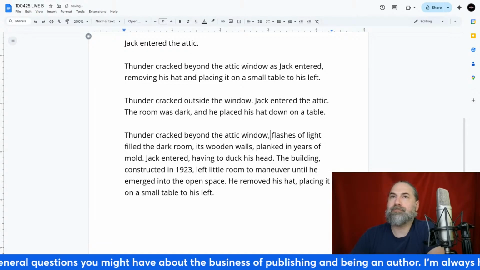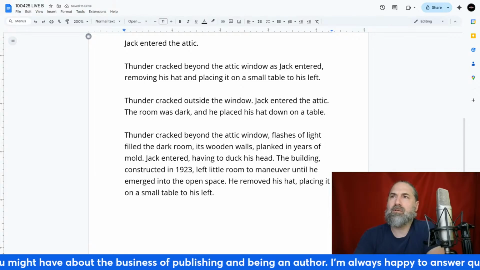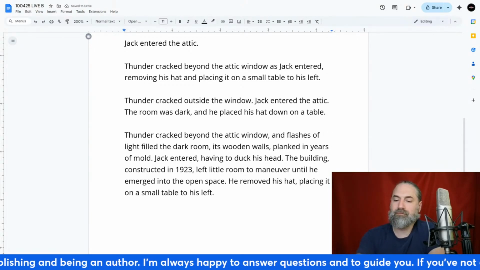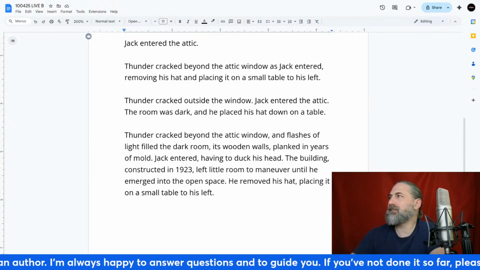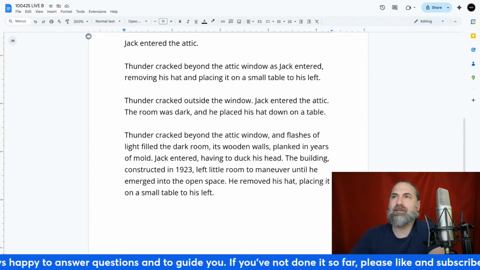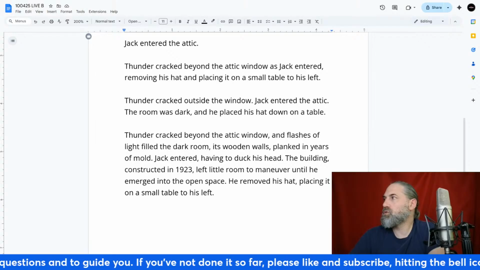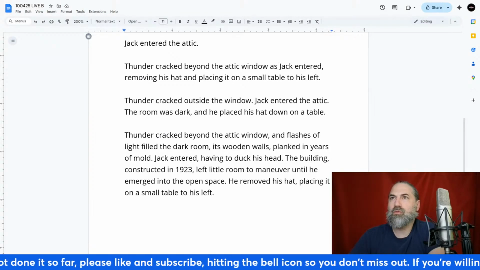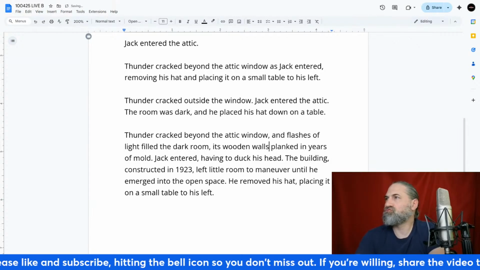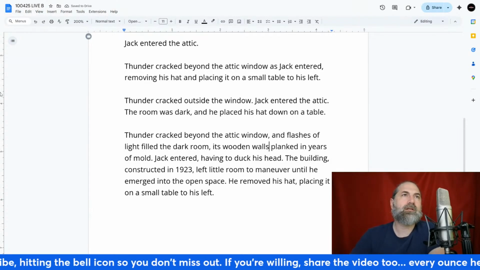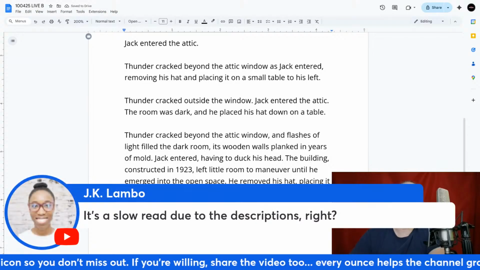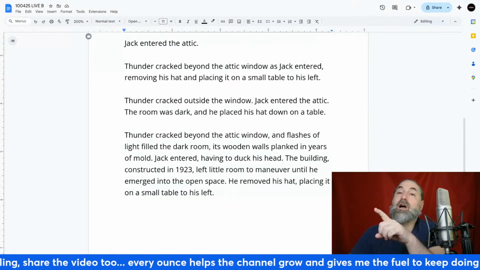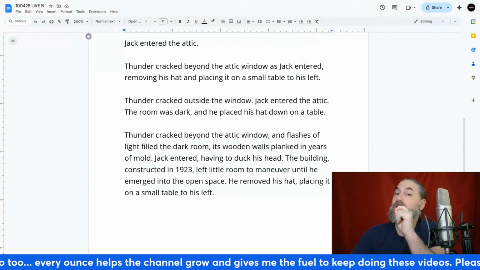Alright. Thunder cracked beyond the attic wall. I think it should be "and flashes of light," because it's a comma, right? And flashes of light? Yeah. Flashes of light. Okay. It's wooden walls. It's a slow read due to the description, right? All right. That is a close check.